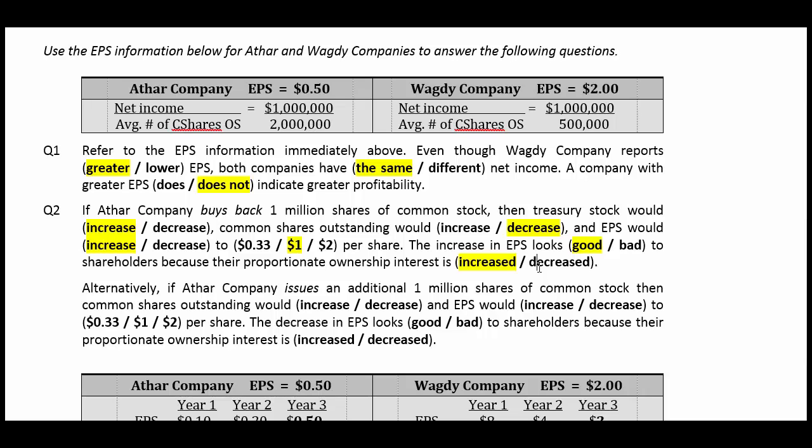Let's try something else. Atar company issues another 1 million shares of common stock. Then common shares outstanding would increase and earnings per share would decrease to how much? 33 cents. Oops. The decrease in EPS would look very bad because their proportionate ownership interest has decreased.